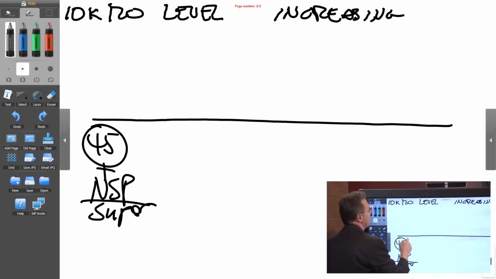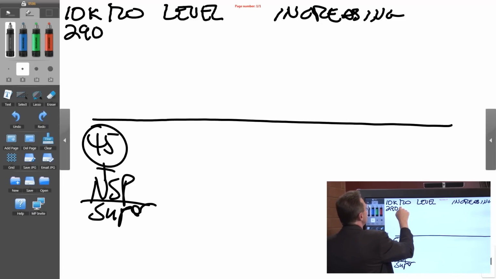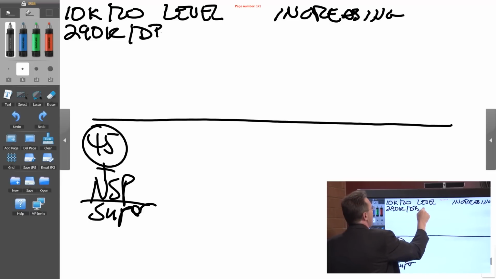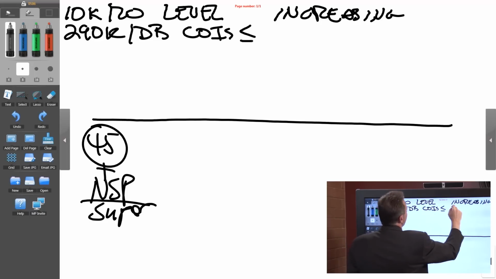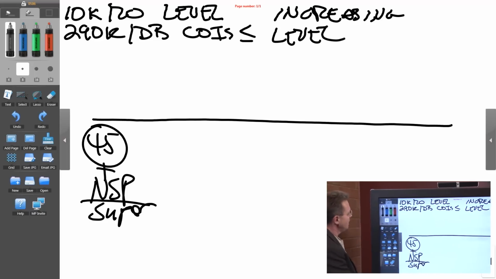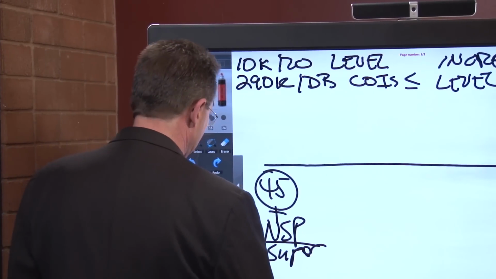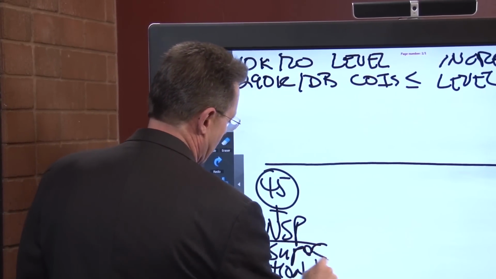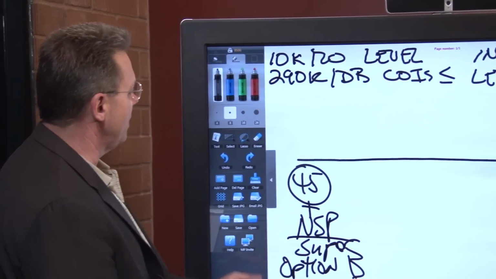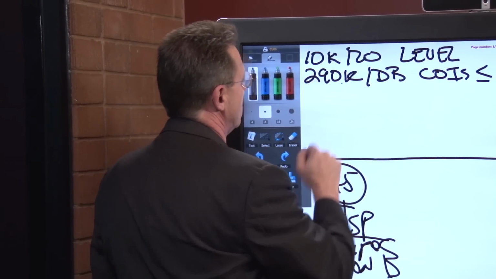And I noticed that when I used increasing, it only bought me about $290,000 of death benefit, and the cost of insurance, the COIs, were less than if I would have bought the same under level. So I said, that's what I wanted. So I chose that option, option B, or increasing, as my death benefit to get me to my $290,000.